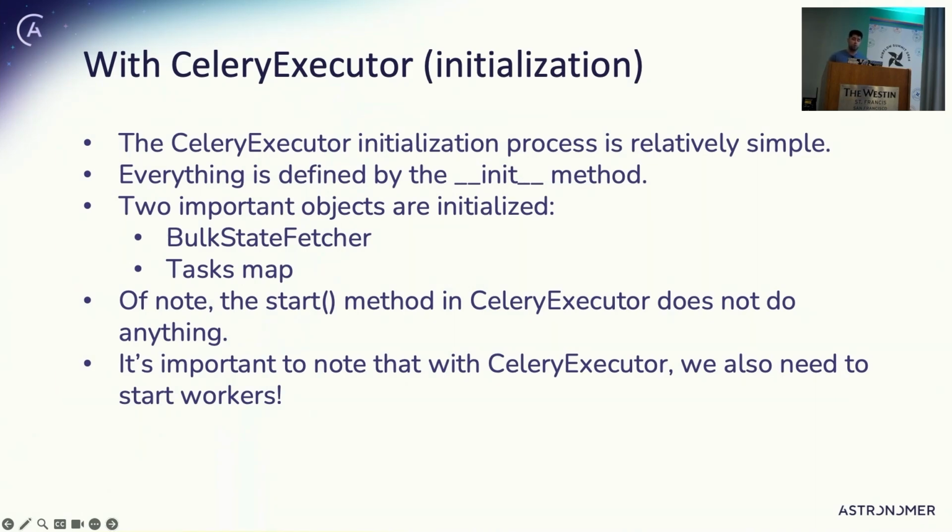The first one is the bulk state fetcher, which is a class that implements logic to fetch task results from Celery as efficiently as possible, depending on the result backend that's in use by your Airflow instance. For instance, if you're using a key-value backend or a SQL-based backend or something else, the most efficient way to fetch results in bulk differs. And the second one is the task map, which keeps track of tasks that the executor is currently managing.